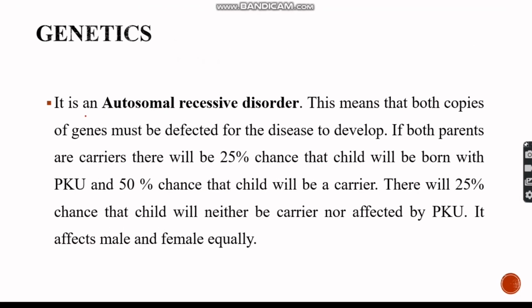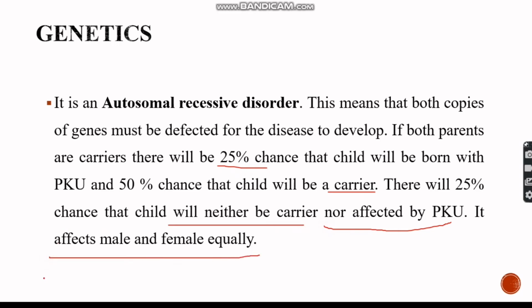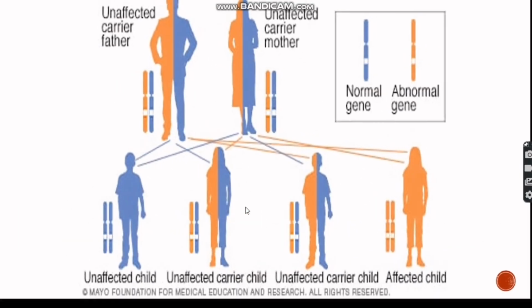Moving on to genetics, it is an autosomal recessive disorder, which means that both copies of the gene must be defective for the disease to develop. If both parents are carriers, then there will be a 25% chance that the child will be born with PKU, 50% chance that the child will be a carrier, whereas 25% chance that the child will be neither a carrier nor affected by PKU. It affects both male and female equally.